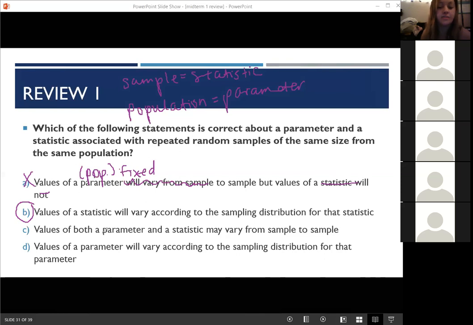C says values of both parameter and statistic may vary. Not true. Parameters are fixed, so that's not true. And then D is saying values of parameter will vary. Again, not true. Statistics will vary because they are randomized usually, according to the sampling distribution. So that's why B is our answer. So great job, guys. Definitely understand that.